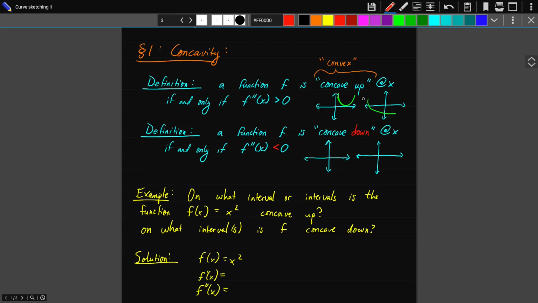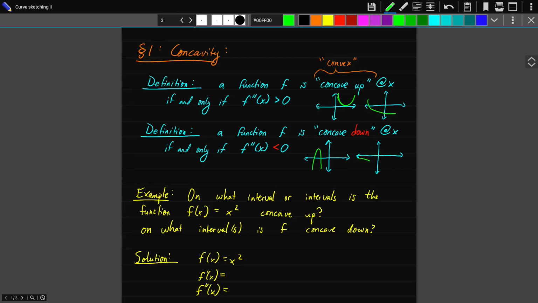Okay, so the second definition is concave down. I just want to emphasize that the only points where our definition of concave up and concave down differ are here and here in the red. A function is concave down if and only if its second derivative is negative. So concave up if the second derivative is positive, concave down if the second derivative is negative. A function that's concave down might look something like this.